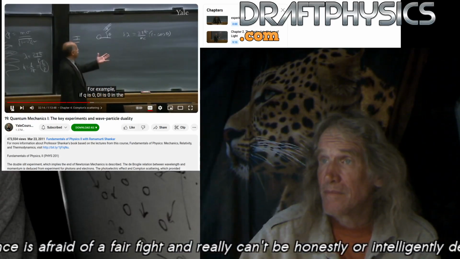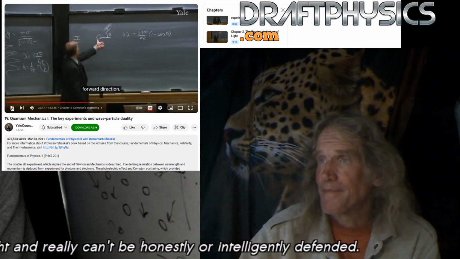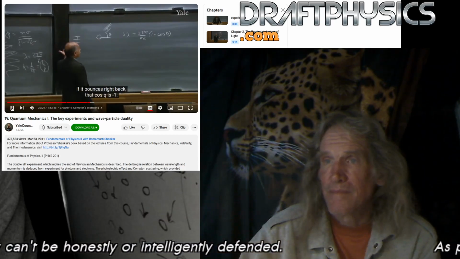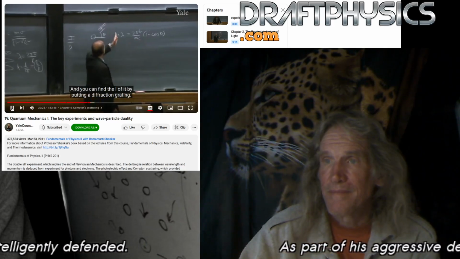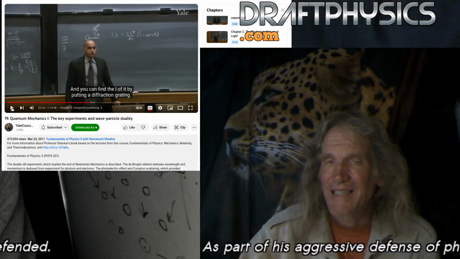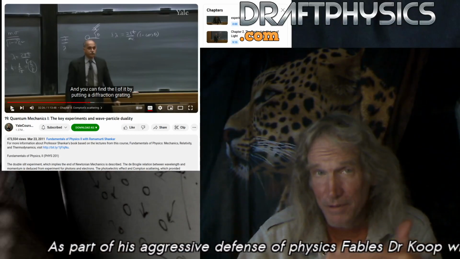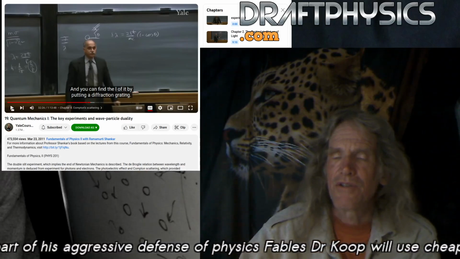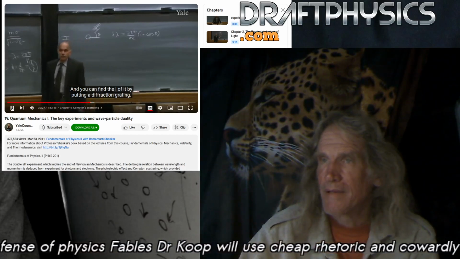For example, if theta is 0, delta lambda is 0 in the forward direction. If it bounces right back, where cos theta is -1, this number is 2, and you get a huge delta lambda. And you can find the lambda of it by putting in a diffraction grating. So obviously the coming back part just means the electron's moving in the exact opposite direction of the photon. So you're going to get a closing of the frequency in the opposite direction.